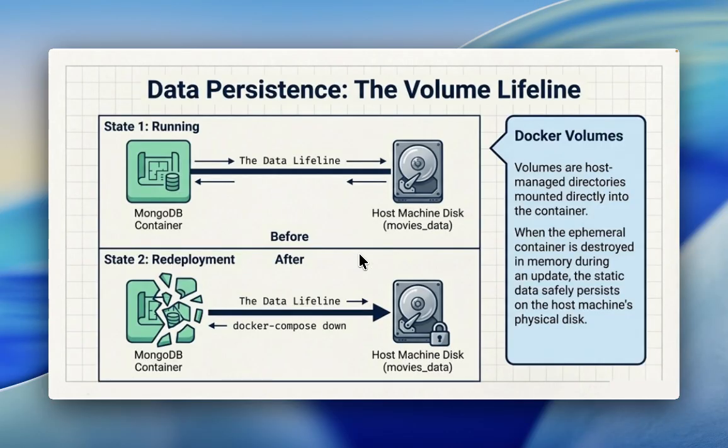Data persistence, the volume lifeline. The MongoDB container's data lifeline is the host machine disk, managed by Docker Compose. Docker volumes are host-managed directories mounted directly into the container. When the ephemeral container is destroyed in memory during an update, the static data safely persists on the host machine disk.